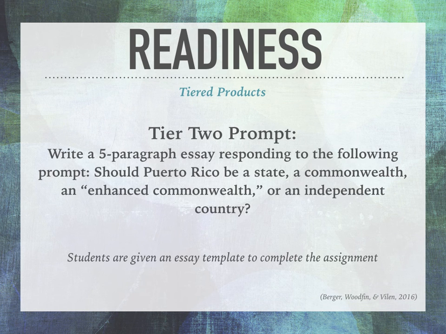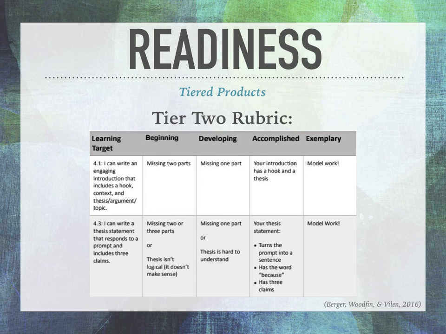So here's tier 2. Accommodations have been made and the prompt was adjusted for those who need it. So the same essential concept is being enforced, but the complexity of the activity is brought down to a level that some students may need so that they have a fair shot at succeeding. And with this, the students may be even given a template to fill out to help them write the essay. And here's the rubric for students to self-assess.